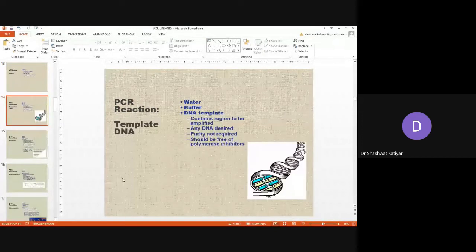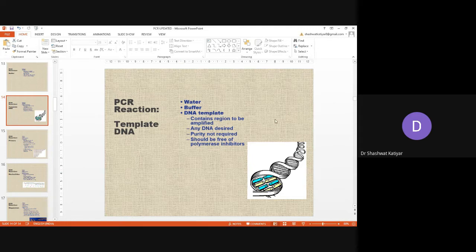Next is the DNA template, which contains a particular region which has to be amplified. Suppose a gene of interest is very small and you want to amplify that particular gene, where the sequences are unknown. So you can use an unknown primer, in the sense that you have to use a satellite DNA molecule which can be used to amplify the unknown base pair sequence.